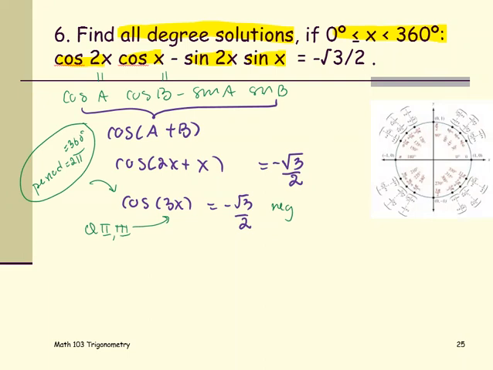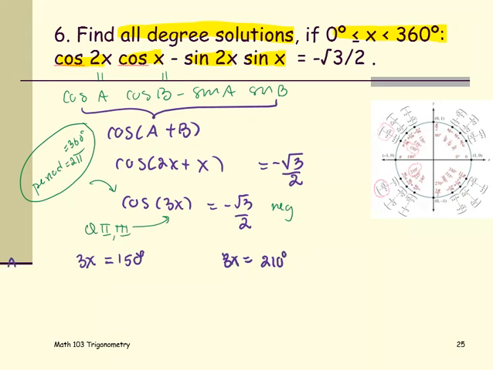The cosine is the first coordinate of the ordered pair. And we are looking for the angle in the second quadrant where the first coordinate is negative square root 3 over 2, which in degree form is 150 degrees. And in the third quadrant, the first coordinate is negative square root 3 over 2, and the angle is 210. We have two sets of solutions. So the first one is 3x equals 150 degrees, and the second set is 3x equals 210 degrees.